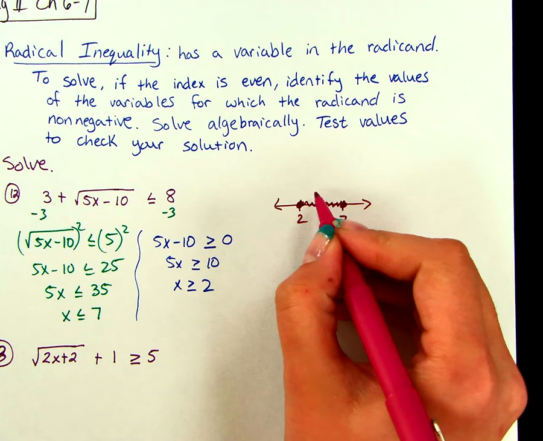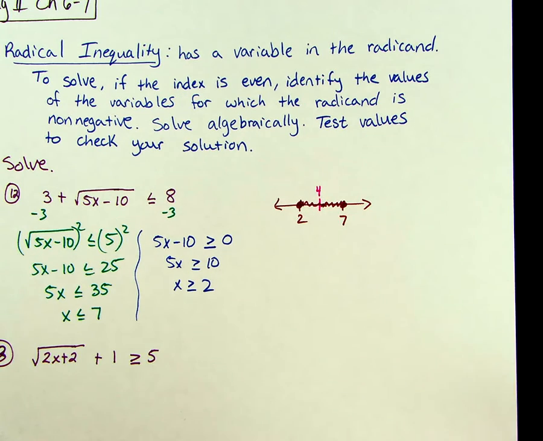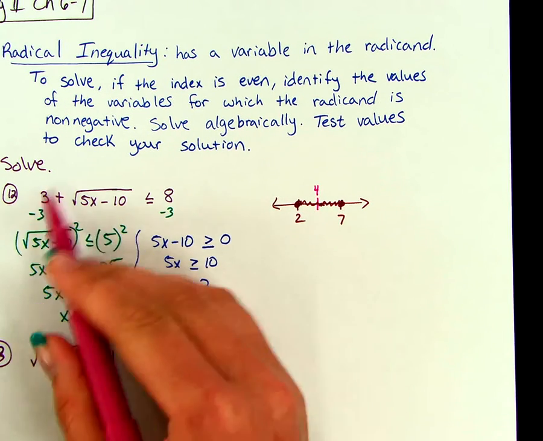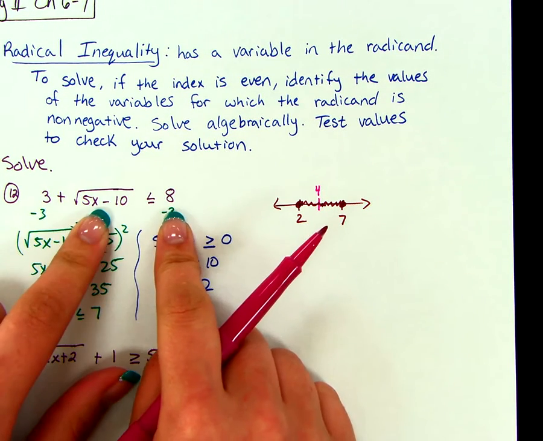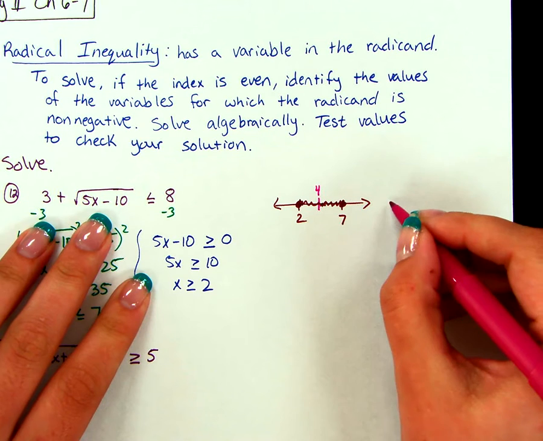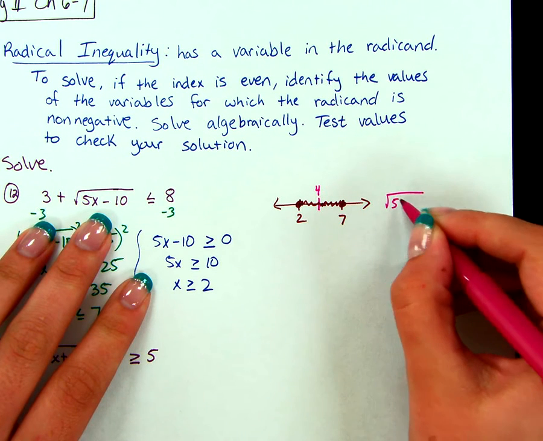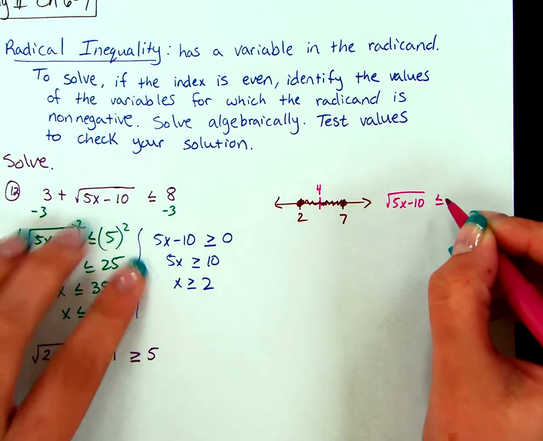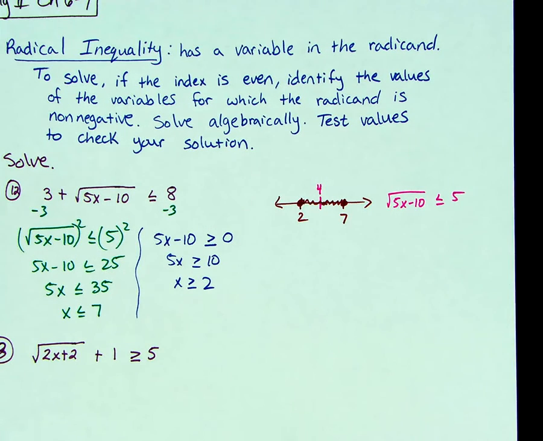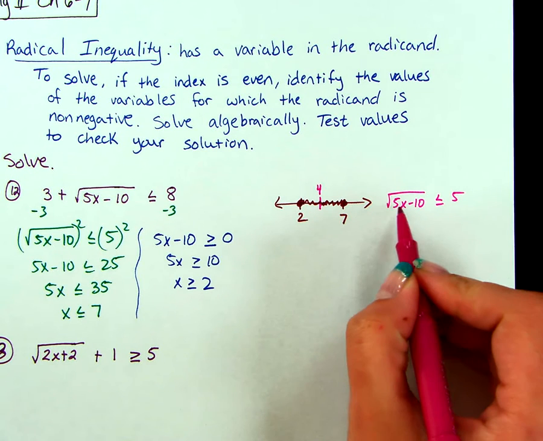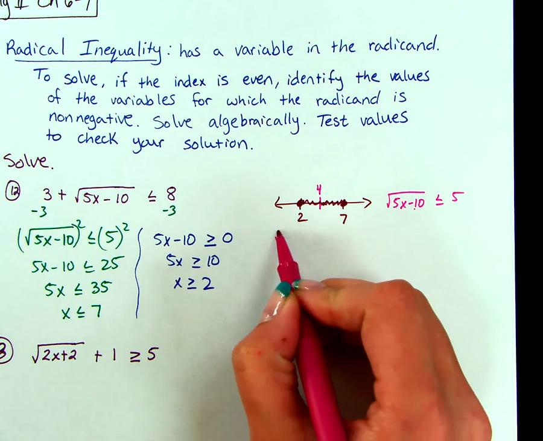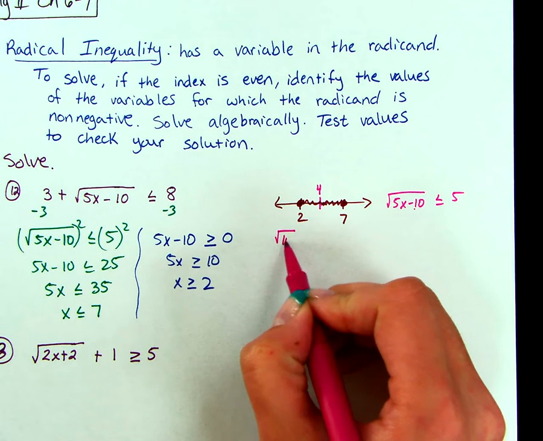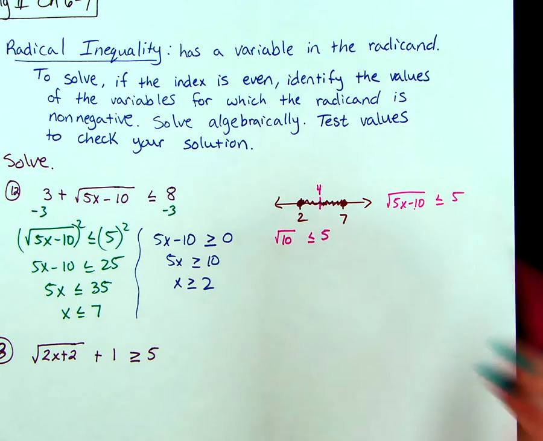Let's test 4. Okay. So we're going to substitute 4 into this inequality and solve it. And actually, I'm just going to go ahead and subtract my 3 over right away. So when we're testing, we're going to test into the square root of 5x minus 10 less than or equal to 5. And when we test, that has to be a true statement. So again, we're going to start with 4. So if I test 4, 5 times 4 is 20. And then we have 20 minus 10, which is the square root of 10. And that has to be less than or equal to 5.